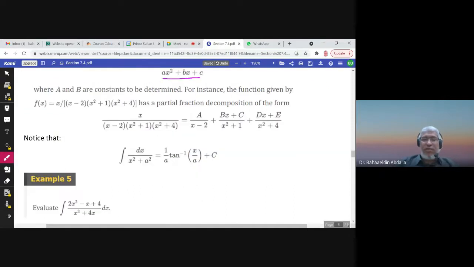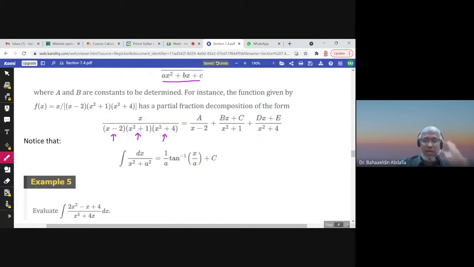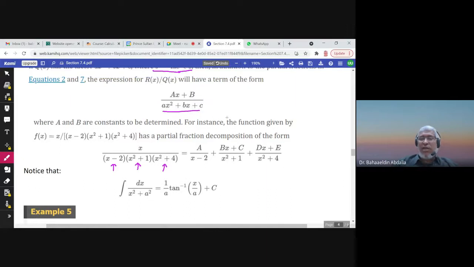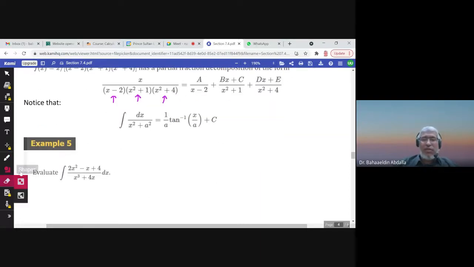So, for example, if we have this rational function, notice that this is a linear factor. Here we have an irreducible quadratic factor, and this is an irreducible quadratic factor. It has no real zeros, okay? So we write a over x minus 2 as usual, but for the irreducible quadratic factor, in the numerator we write ax plus b, all right, degree 1. So we have a here, so we write here bx plus c, and here dx plus e, because this is an irreducible quadratic factor.